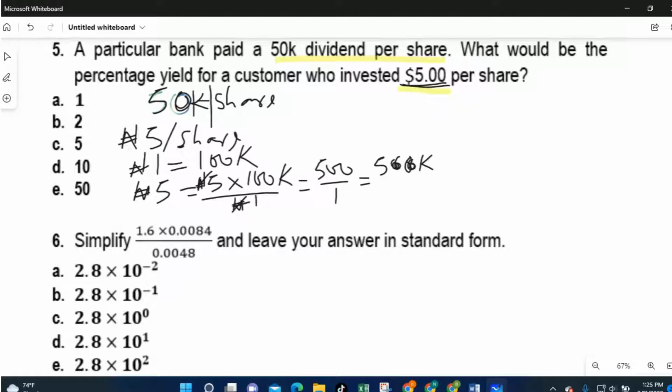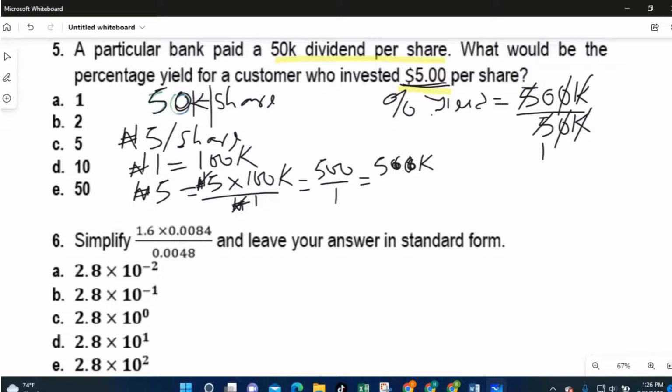That's what the customer invested per share. Now we are asked to find the percentage yield the customer will have. If the particular bank pays 50 kobo dividends per share, the customer percentage yield should be equal to the customer investment over the bank dividend per share, because both of them are the amount per share. So that will give us 500 kobo divided by 50 kobo. Kobo will cancel kobo, 0 will cancel 0, and then we'll have 5 here, 1. 5 here will give you 1, and we will be left with 10.